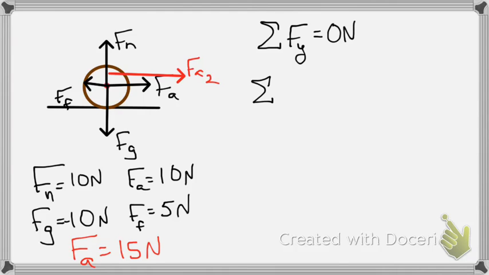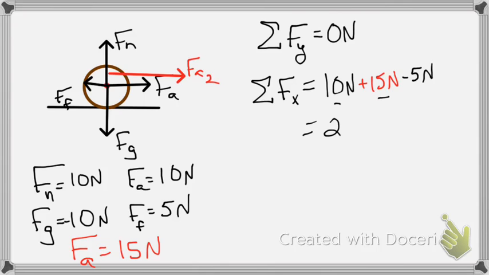For our x direction, though, what we're going to get is 10 newtons, applied force 1, plus, because it's also going to the right, our 15 newtons in the right direction, and that'll be minus that 5 newtons. Okay? So 10 plus 15 is 25. 25 minus 5 is 20 newtons. Okay? So whenever you've got more than one force, you just include it. Is it being added or being subtracted?